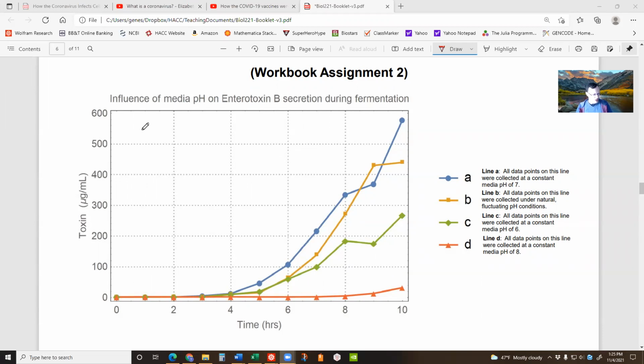So do you have any questions about what I'm asking you to do? I'm going to ask you to work as a team to answer the questions of workbook assignment number 2 in breakout rooms.